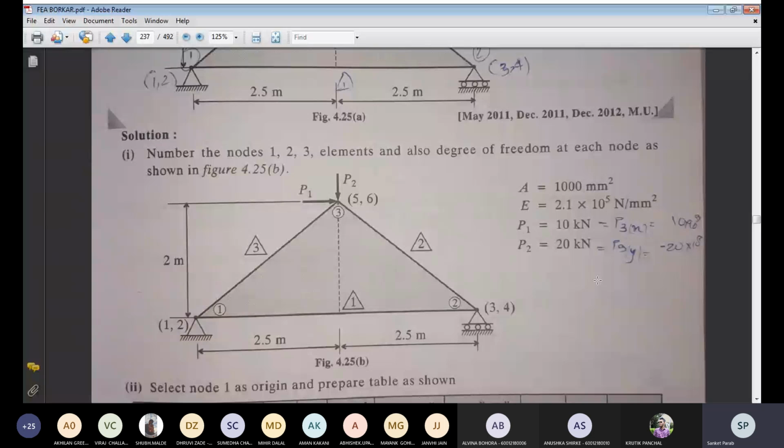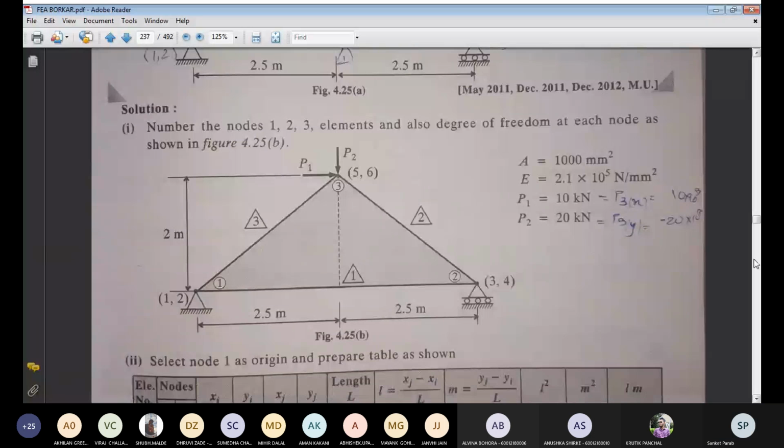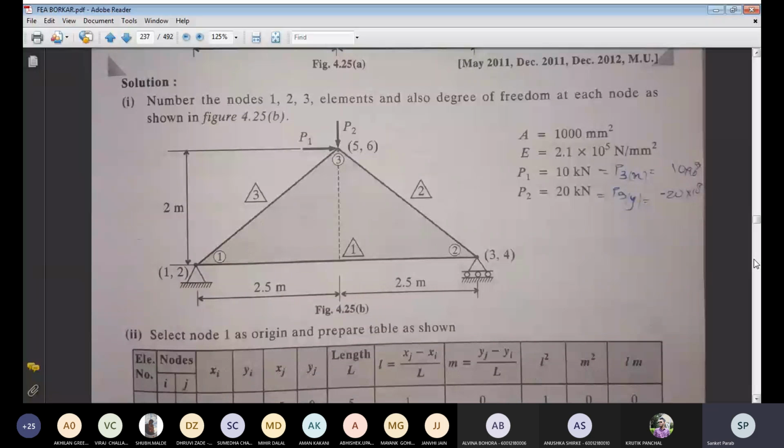I'll be having nodes 1, 2, and 3, elements 1, 2, and 3, and I'll be numbering 1, 2, 3, 4, 5, 6 for the forces. So with this information, I can easily find out the table. If this is over, try to make the table also. The heads of the table I have shown. Once you are done writing the table, tell me, and we'll discuss the table then.